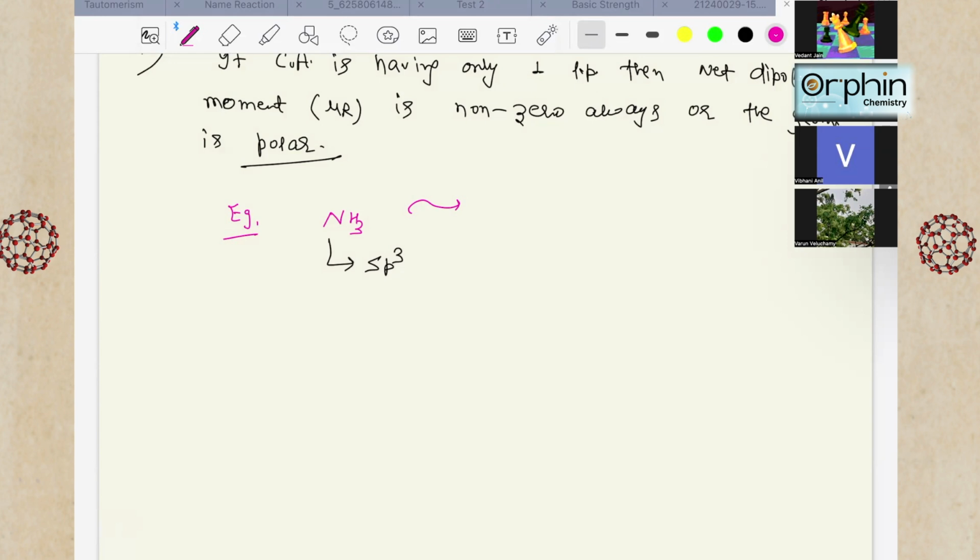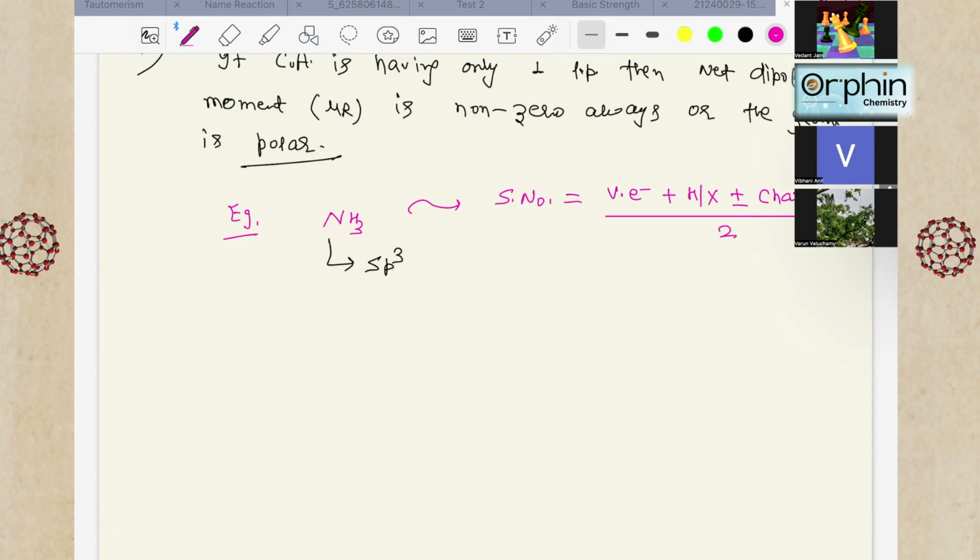What you have to do, you have to find the steric number. For the steric number, valence electron plus hydrogen or halogen, plus minus charge, divided by 2. This is the formula to find the steric number. Valence electron of the central atom plus how many hydrogen and halogens are there, plus minus charge. If there is negative charge, you can add. If there is positive charge, you can subtract, because positive means less, right? If negative charge is there, we have to add.